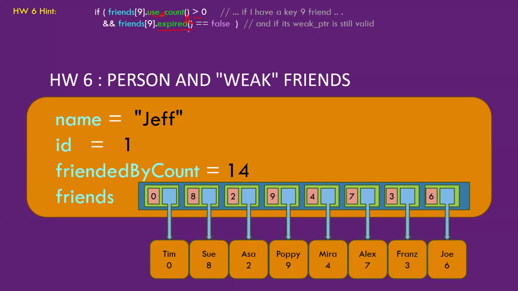So do keep that in mind. That's a very handy method that we may want to use to check those weak pointers, okay? And remember that we grab a lock to basically create a shared pointer to access that friend's name. If it's expired, then we don't want to do that, because that means that person has already been deleted and they're no longer in the database.